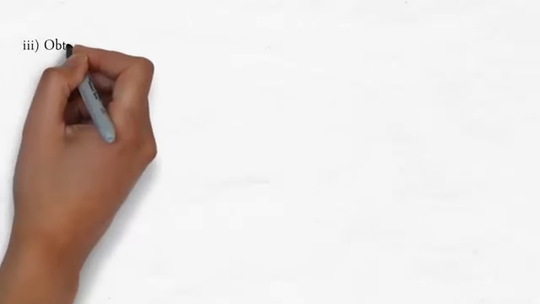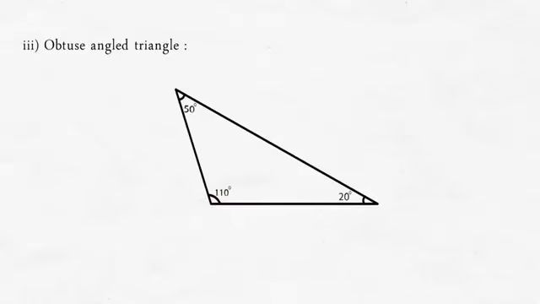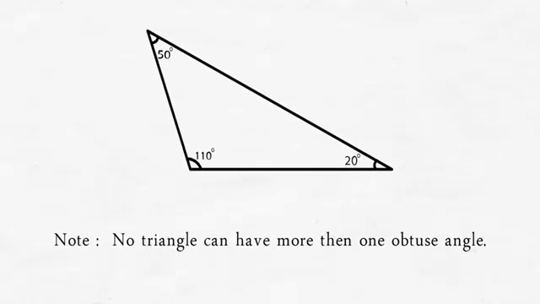And third, obtuse angled triangle. An obtuse angled triangle is one with an obtuse angle, that is greater than 90 degrees, and 2 acute angles. Note: no triangle can have more than one obtuse angle.